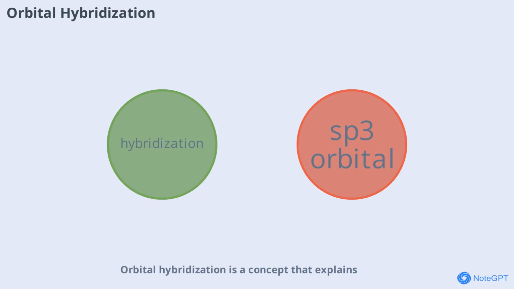Orbital hybridization is a concept that explains how atomic orbitals mix to form new hybrid orbitals during chemical bonding. For example, in methane, CH4, the carbon atom's s and p orbitals combine to form 4 equivalent sp3 hybrid orbitals. This concept is essential for understanding the shapes of molecules and the types of bonds they form.